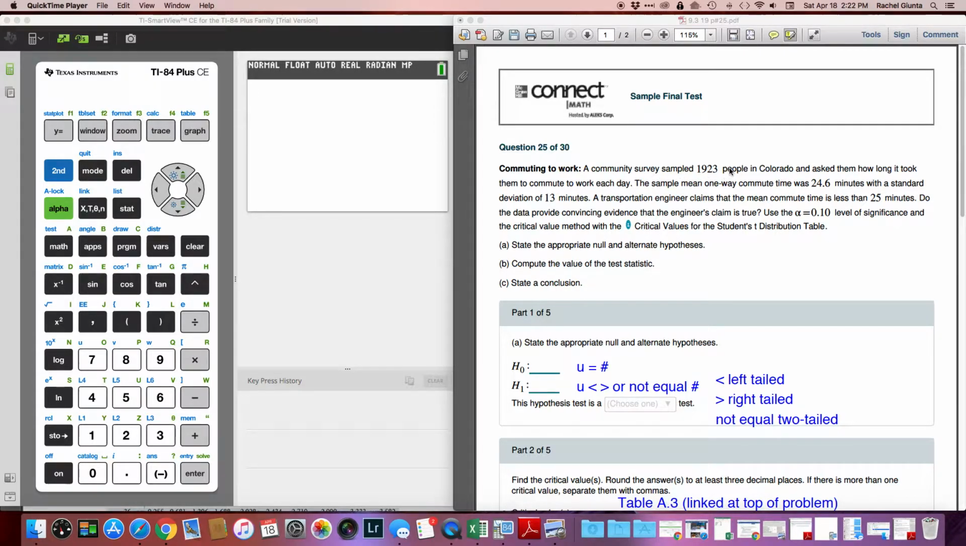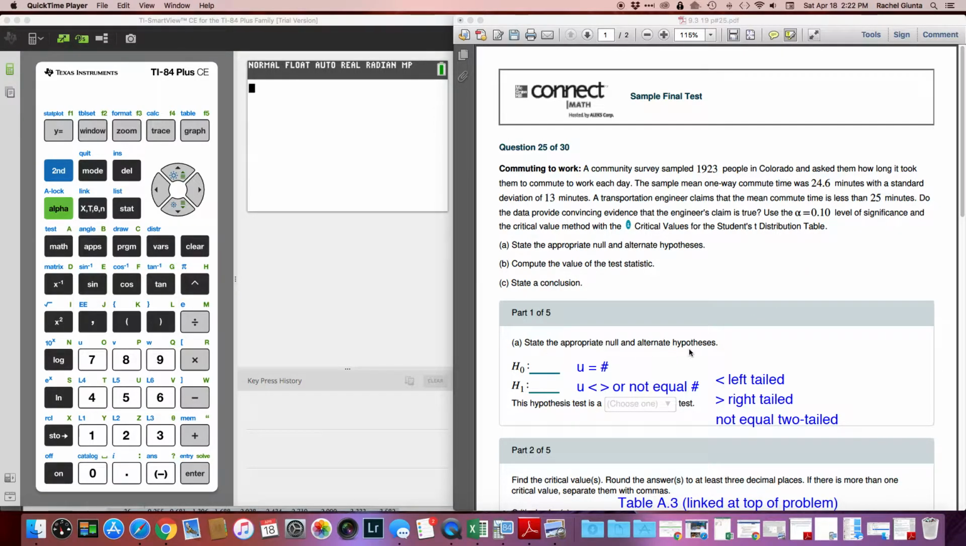So this one, sample size is 1923. Sample mean is 24.6. Standard deviation, 13 minutes. And mean commute time less than 25 minutes is the claim, and alpha equals 0.10. So those are all the key numbers that we need to use from here.